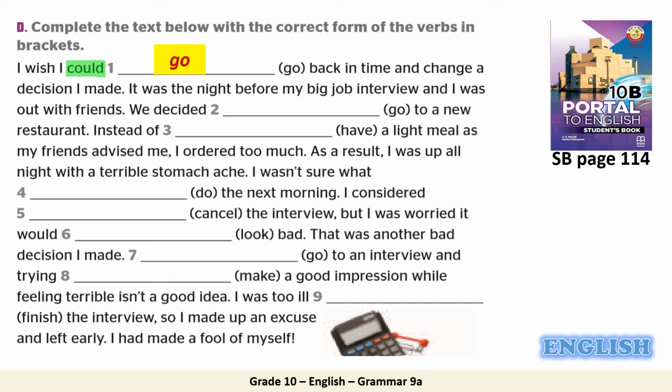It was the night before my big job interview and I was out with friends. We decided, we have the verb go. After decide, I put to plus verb, a full infinitive, to go to a new restaurant. Instead of, we have the verb have. After instead of, the preposition of, I have to put verb plus ing. Instead of having a light meal as my friends advised me, I ordered too much. As a result, I was up all night with a terrible stomach ache.